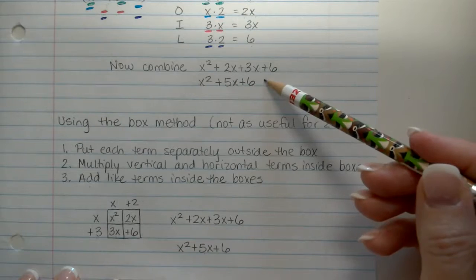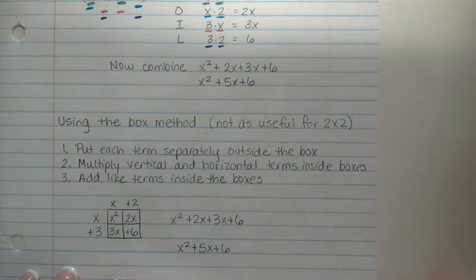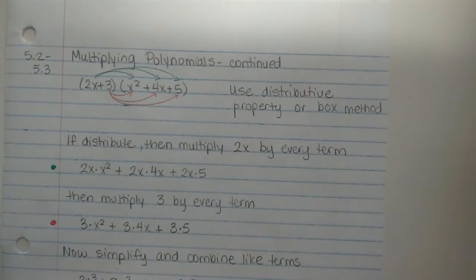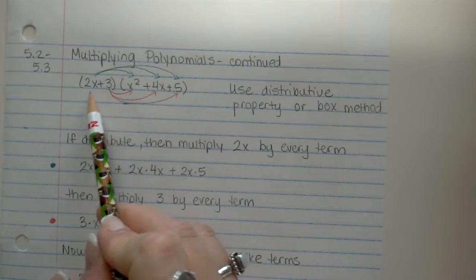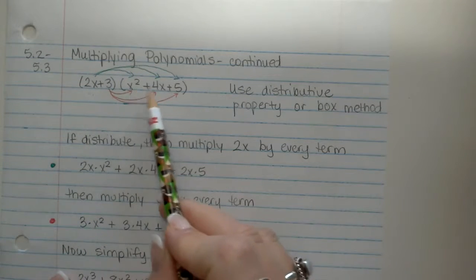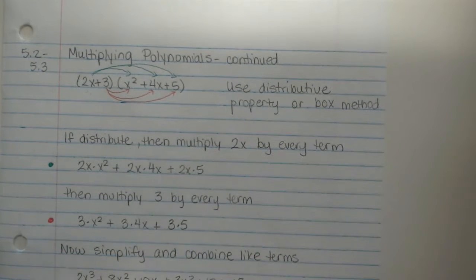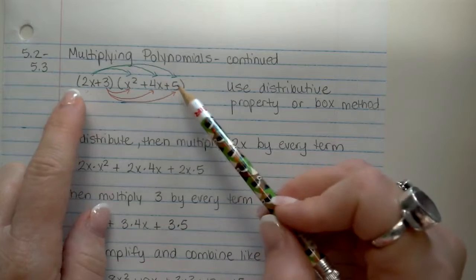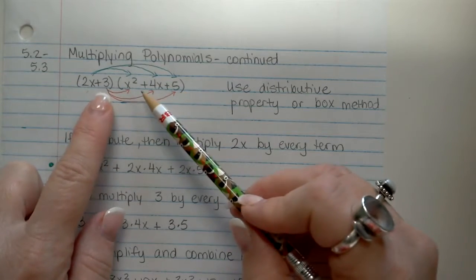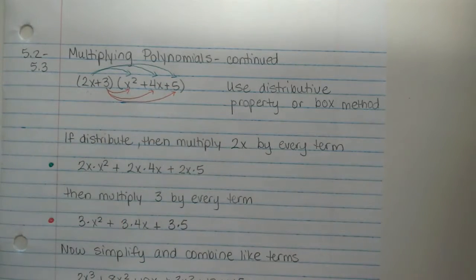Notice that whether you use FOIL or the box method, you get the same answer for the question. All right, so let's talk about using the distributive property. Again, here you have a binomial, so you have 2 terms here, but you have 3 terms here. So FOIL doesn't work as well, because you don't just have a first and an outside and an inside and a last. You would miss this 4x term.